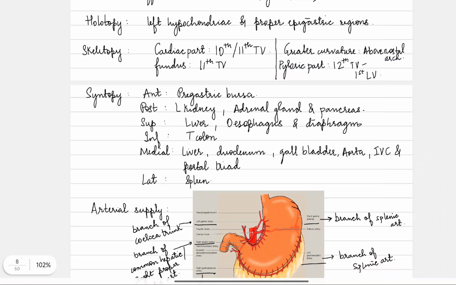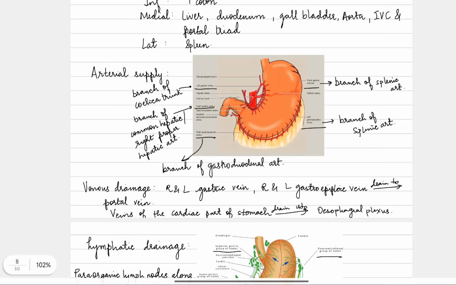Now what is the syntopy of this? Anteriorly, it is the pregastric bursa. Posteriorly, the left kidney, adrenal gland and pancreas are there. Superiorly, the liver is present, along with the esophagus and diaphragm. Inferiorly, there is the transverse colon. Medially, the liver, duodenum, gallbladder, aorta, inferior vena cava and portal triad are present. And laterally, there is the spleen.